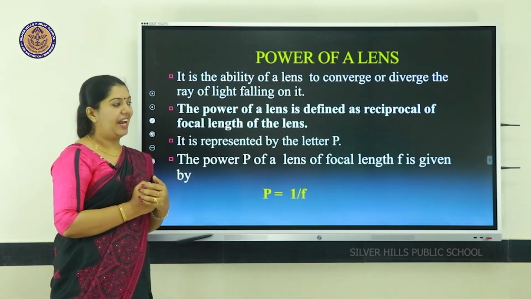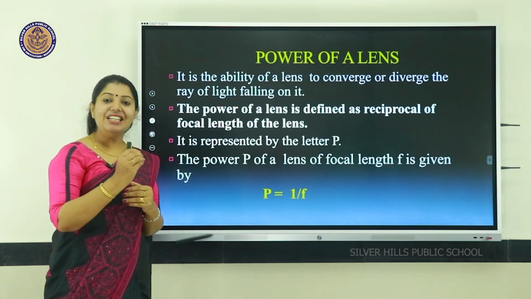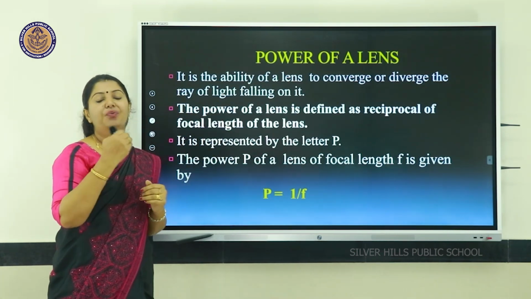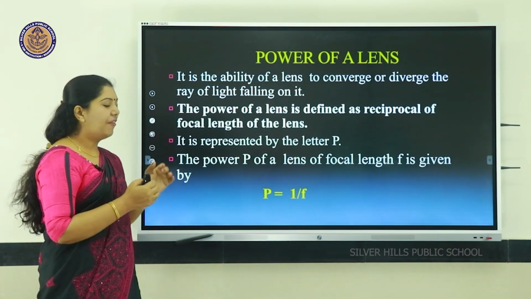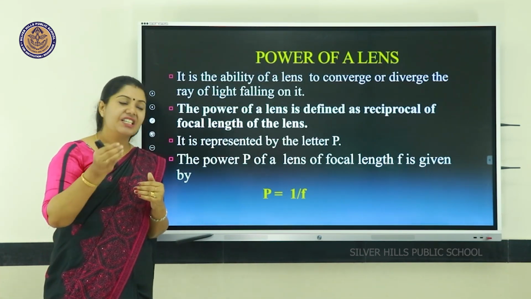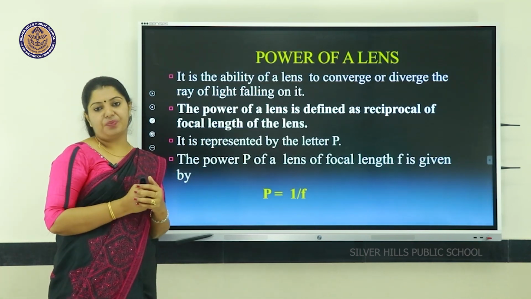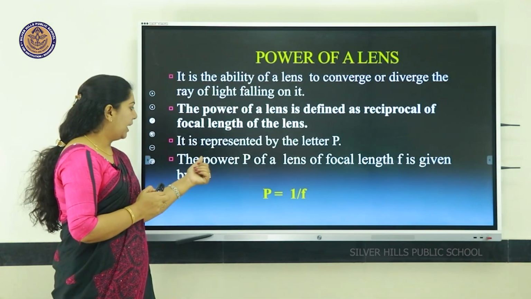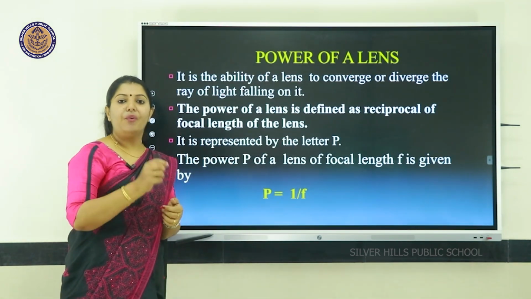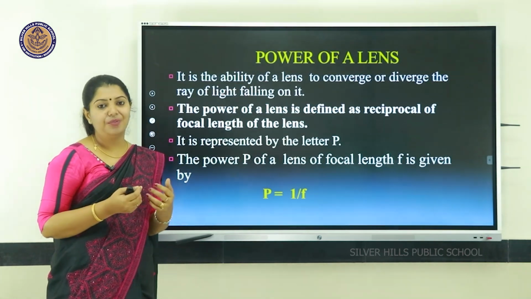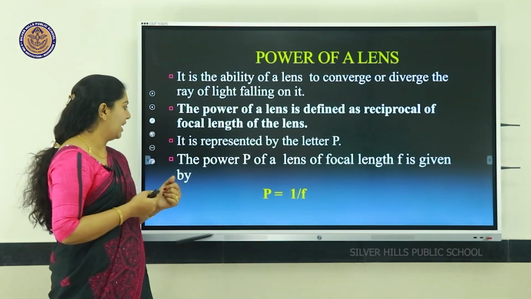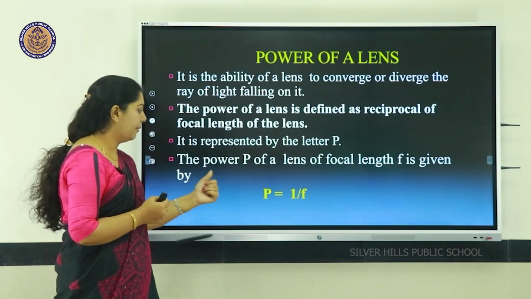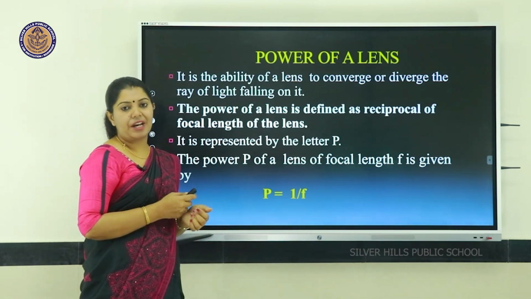Power of a lens. It is the ability of a lens to converge or diverge the rays of light falling on it. The power of a lens is defined as the reciprocal of the focal length of the lens. The letter P is used for the power. Then power P is equal to 1 by F. What is F? F is the focal length of the lens. The power P of a lens of focal length F is given by P is equal to 1 by F.